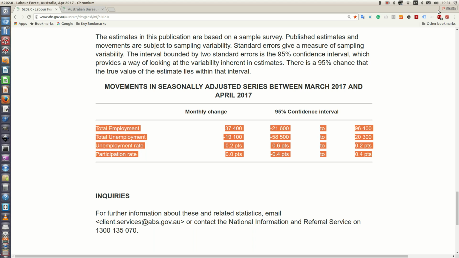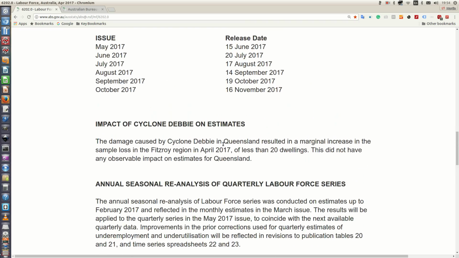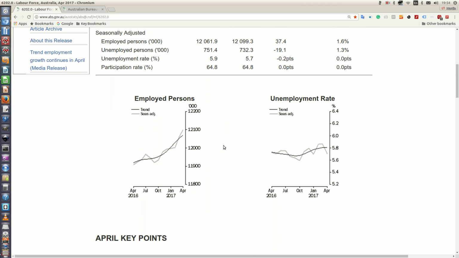So what should we be looking at then? Well, if we take a look at the graph that I have provided, we've got the employed persons here and the unemployment rate there, and we can see that they've provided us the seasonally adjusted estimates on the graph and the trend estimate on the same graph as well. And we can see that the seasonally adjusted estimate bounces around quite a lot. It's very volatile, these monthly movements. And you should really be looking at the trend estimate, which hopefully gives us a real underlying movement.